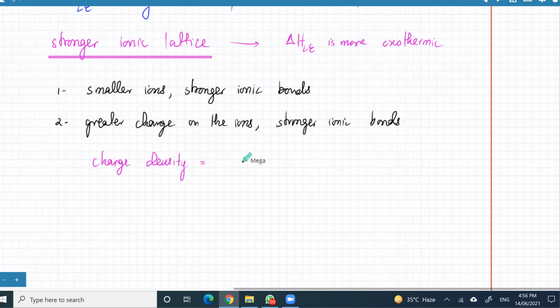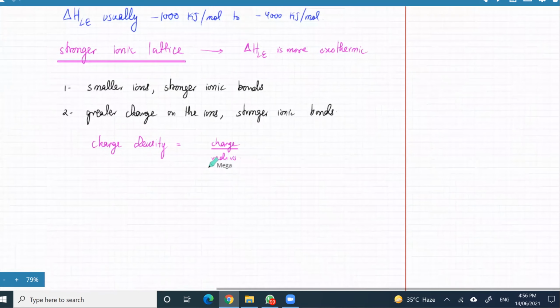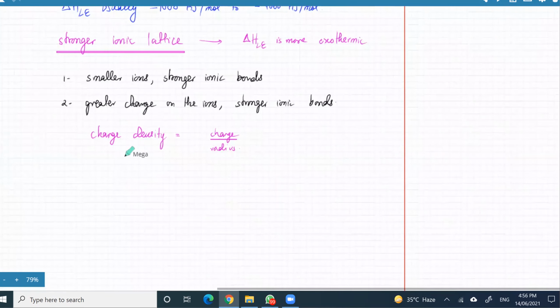Charge density is directly proportional to the charge of the ion and inversely proportional to the radius of the ion. Is that clear? Yes. So the strength of the lattice: your lattice energy is going to be more exothermic, or less exothermic, depending on how strong the lattice is. Sometimes the lattice could be very, very strong. For example, can you name two very strong ionic lattices?